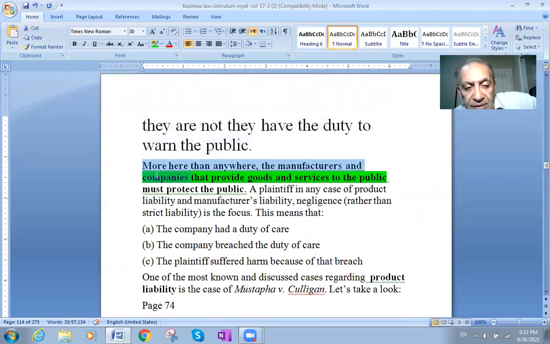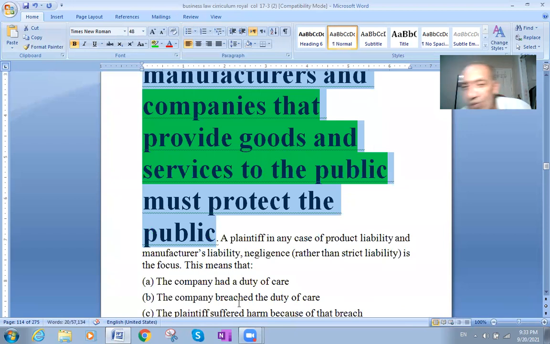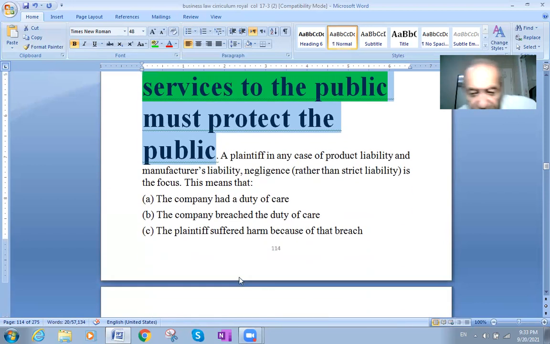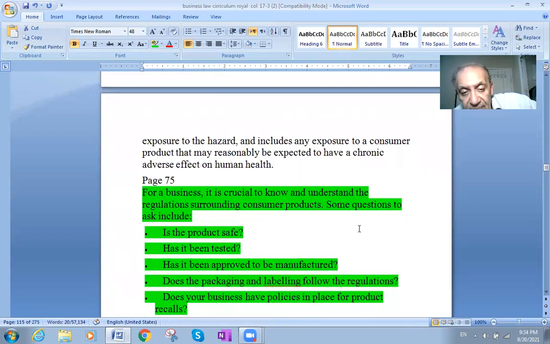More than anywhere, the manufacturers and companies that provide goods and services to the public must protect the public, and this is also under the law. As long as I am the owner of a factory or a manufacturing company, I am serving the public. I am producing products for the public, so I also have to protect the public. I have to produce a clean and green product, not one that pollutes the environment.